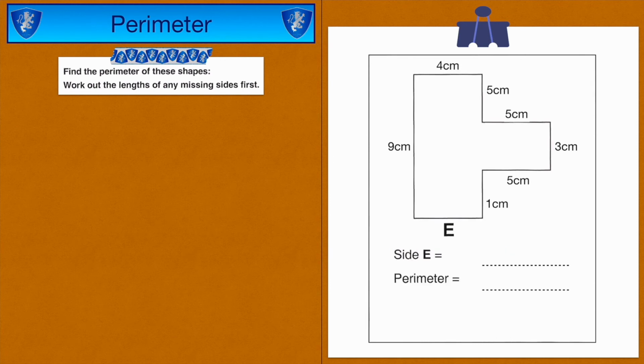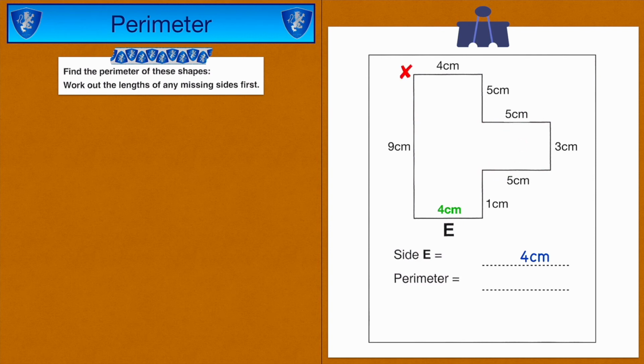Now this time we've got a missing side here. Now what we've got to do here is say, do you see that side and that side are the same size? If we move it down a bit, you can see they're exactly the same. So if we know what this one is, we know what this one is. So we know that that one is 4 centimetres. Now it would also work for these two. That one and that one are the same size. So if you knew what that one was, but you didn't know what that one was, it's just going to be the same as that.